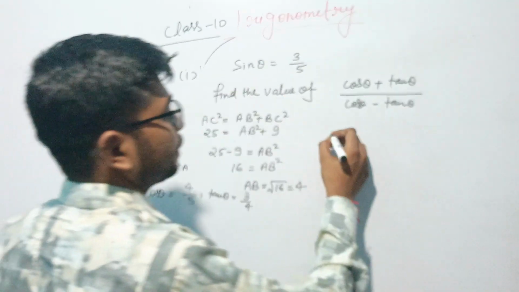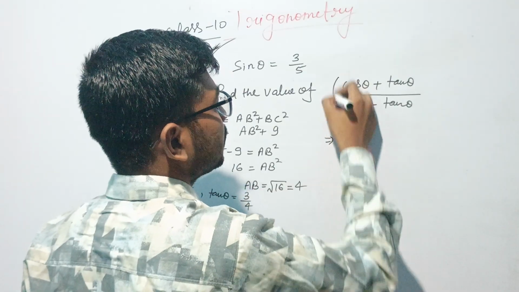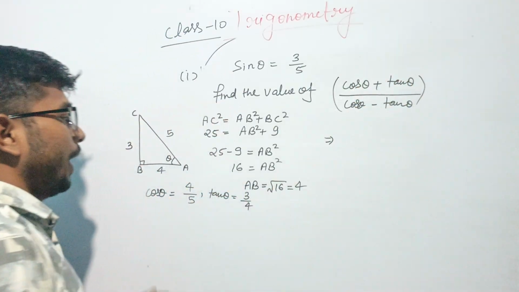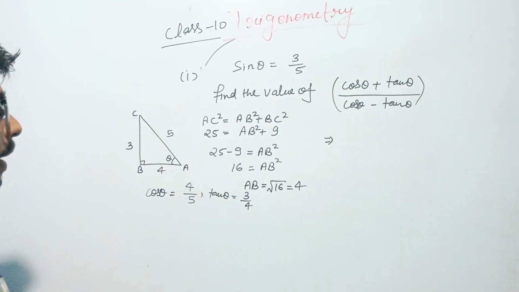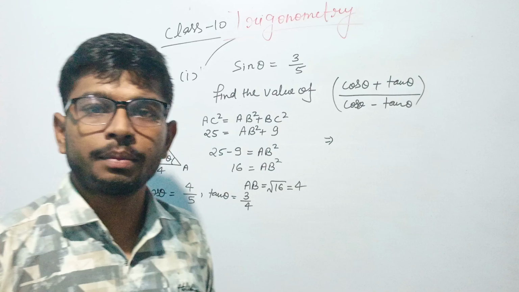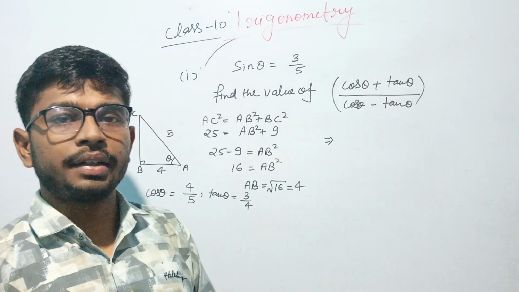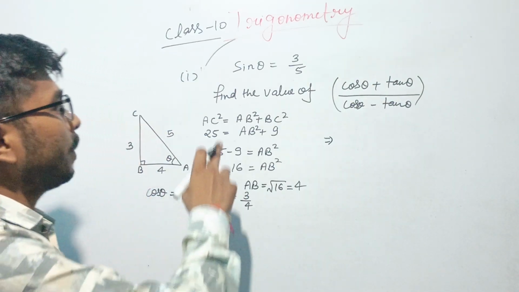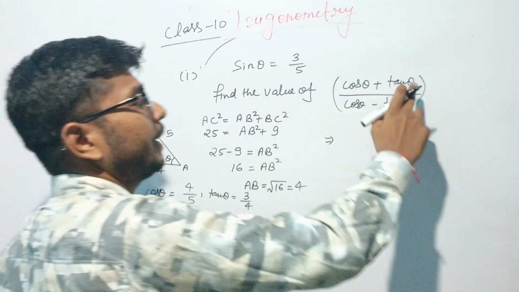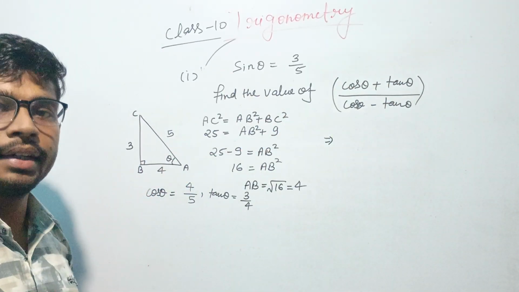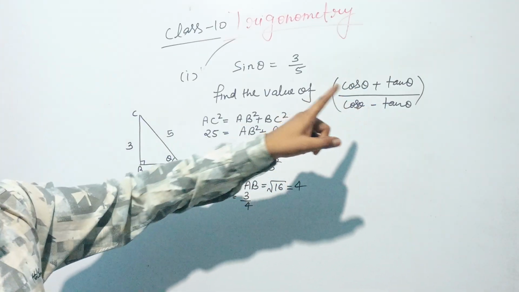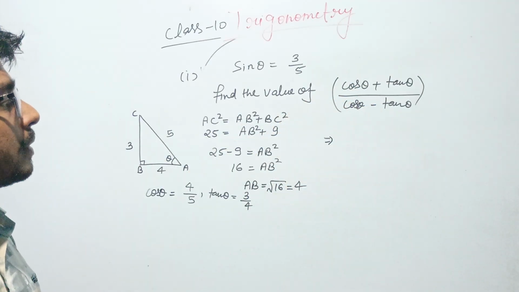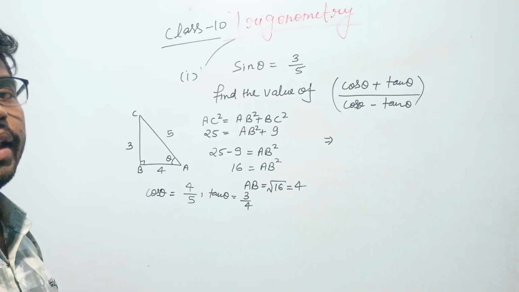So let's put here, this is our question, and we got these two values, cos theta and tan theta. We are not finding other trigonometric functions because we need only cos theta and tan theta, right? With the help of sin theta, we got cos theta and tan theta only. We don't need sec theta or cosec theta or cot theta because they are not asking about that. Whatever they ask, we will find that value only.